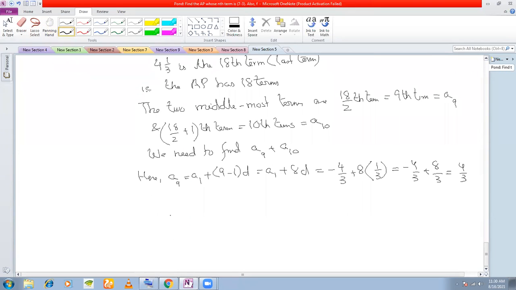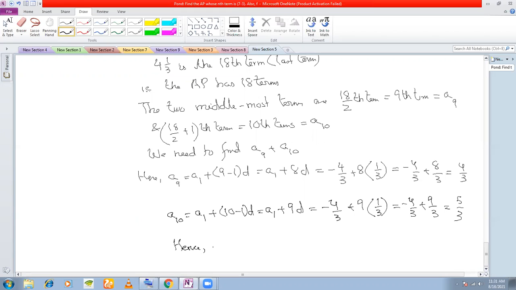And what is the 10th term? A10. A1 plus 10 minus 1 into D. A1 plus 9D. A1 is minus 4 by 3 and D is 1/3. So you have minus 4 by 3 plus 9 by 3, which is 5 by 3. Hence, sum of the two middlemost terms is A9 plus A10, 4 by 3 plus 5 by 3, which is 9 by 3, which is equal to 3. And that's your answer. Okay. So I'll stop here.